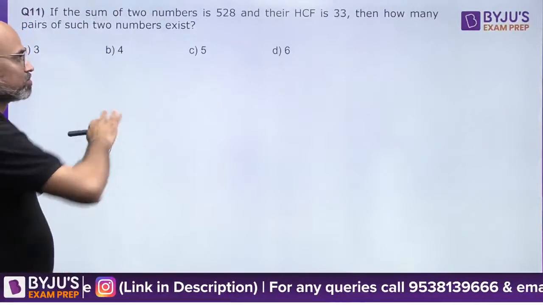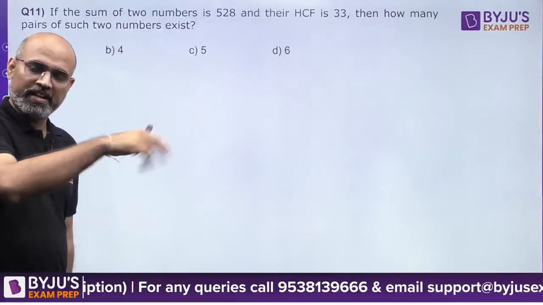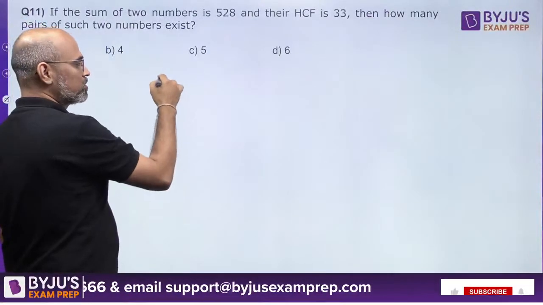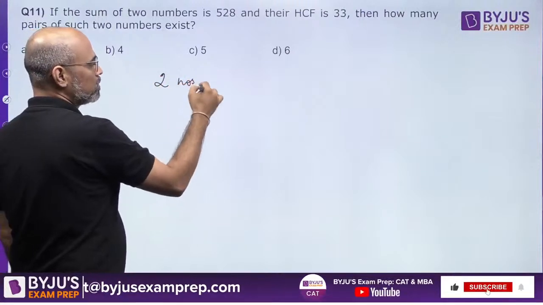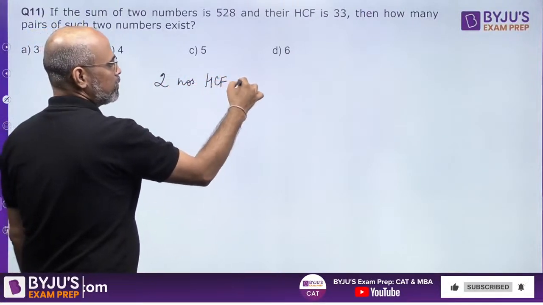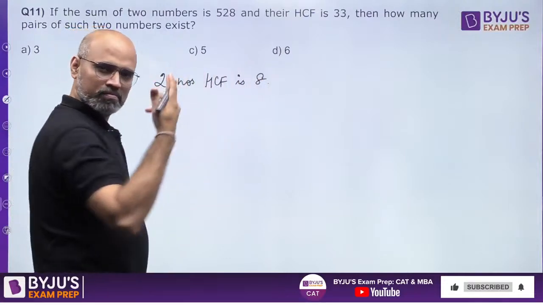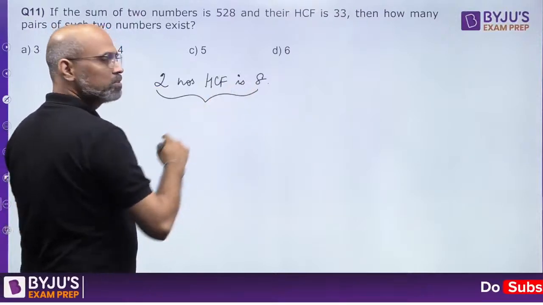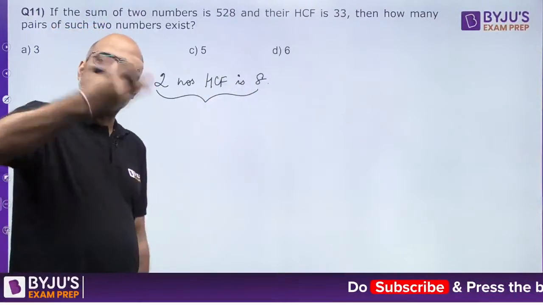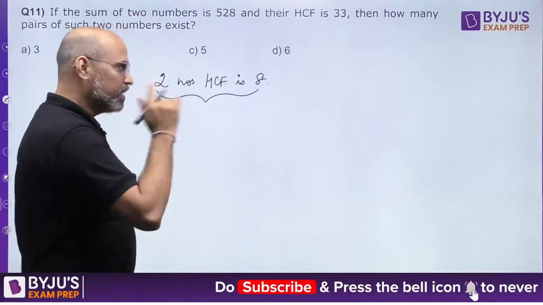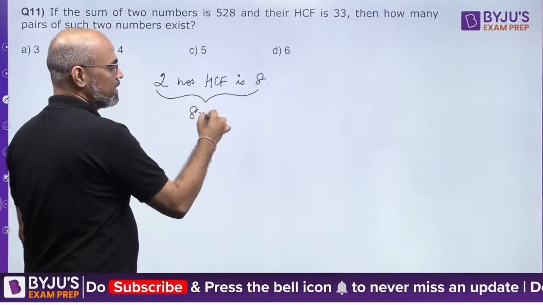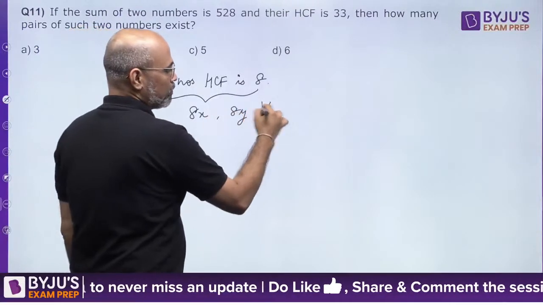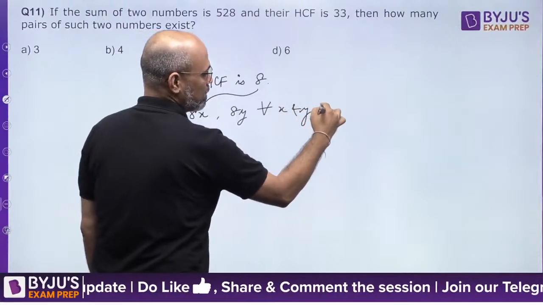So here is the thing. Not doing this question directly, I'm going to give you another example. Suppose if you ever come across something like two numbers, HCF is, let's say 8. Then how do you represent those two numbers? How shall I write those two numbers? So you write those two numbers as 8x and 8y, where x and y are co-prime.